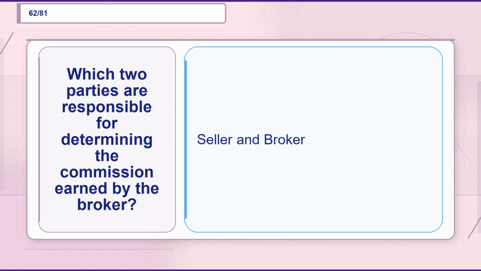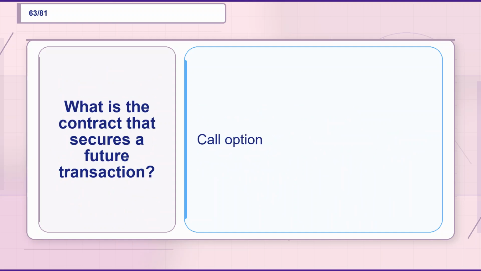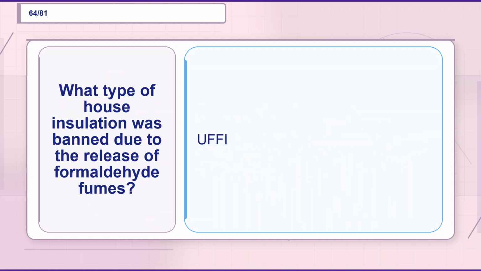Flashcard 62. Term: which two parties are responsible for determining the commission earned by the broker? Definition: seller and broker. Flashcard 63. Term: what is the contract that secures a future transaction? Definition: call option.